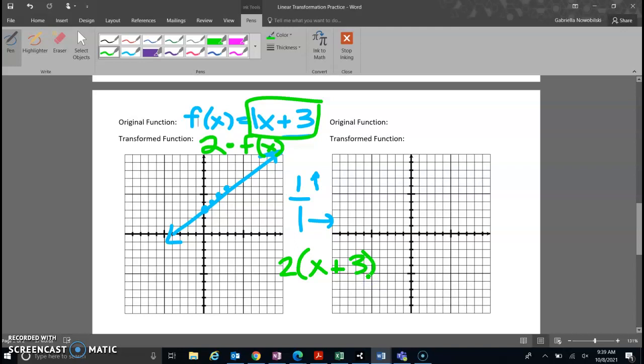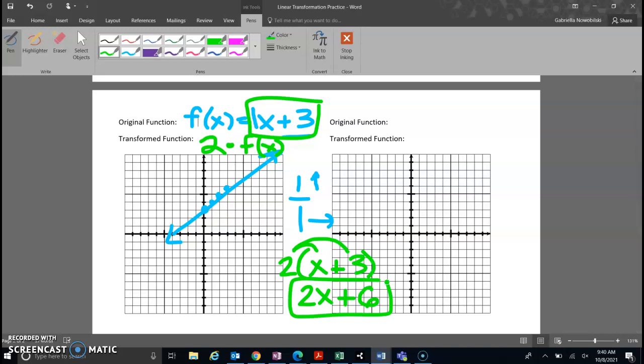Okay, and for these, you're going to have to completely rewrite the equation because your slope and your y-intercept are both changing. All right, so what I'm going to do here is I'm going to use this thing called the distributive property. It's the way that we multiply a number and an expression in parentheses like that. So you multiply 2 and x first, you get 2x. If you multiply 2 and positive 3, you should get a positive 6. So this right here in green is the brand new transformed function that I have to graph.